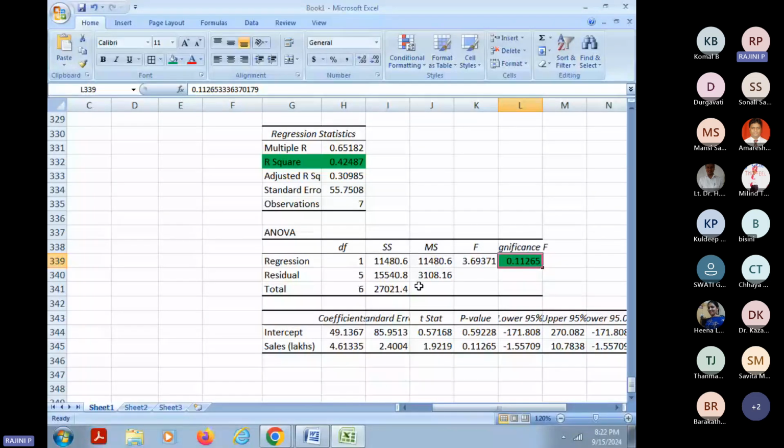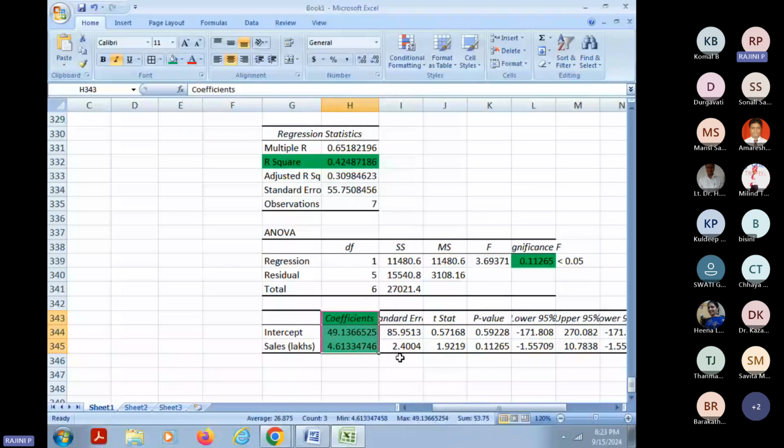I told you that an R square value of more than 0.75 is preferable. More than 0.5, somewhat we accept. And this ANOVA significance value must always be less than 0.05. Then only our model is a good model. And next you need to check the coefficients.